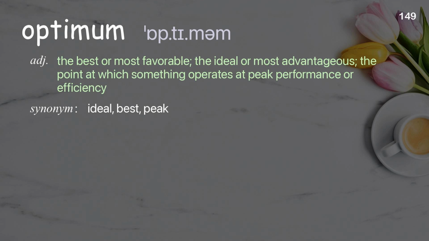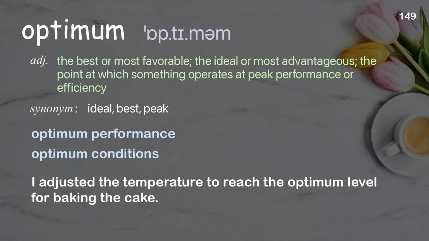Optimum. The best or most favorable, the ideal or most advantageous, the point at which something operates at peak performance or efficiency. Examples: Optimum performance. Optimum conditions. I adjusted the temperature to reach the optimum level for baking the cake.